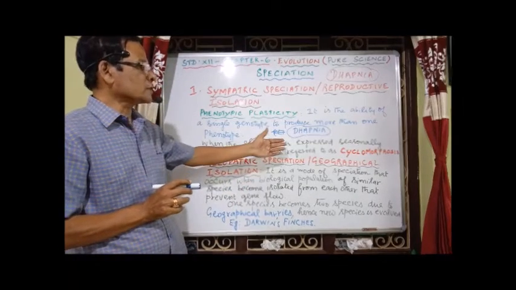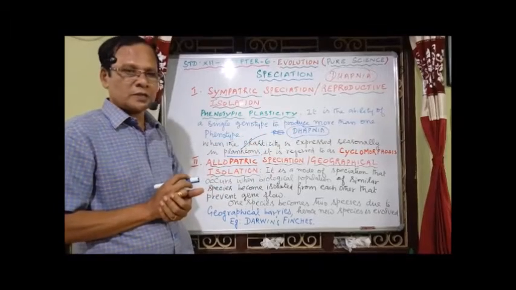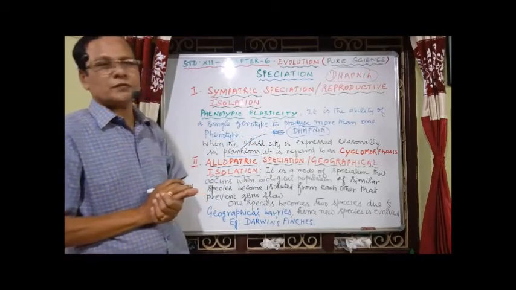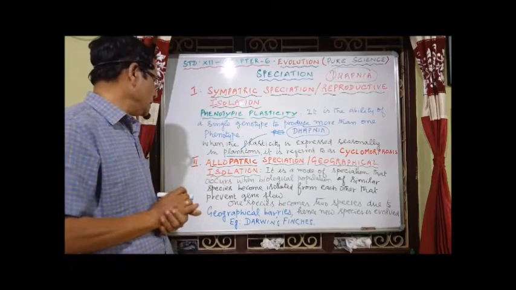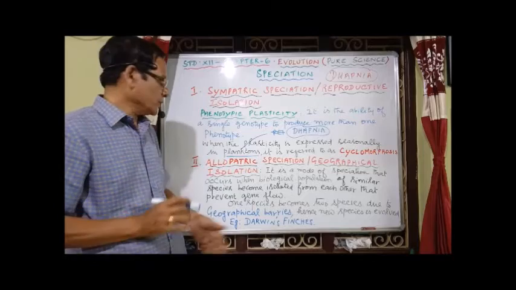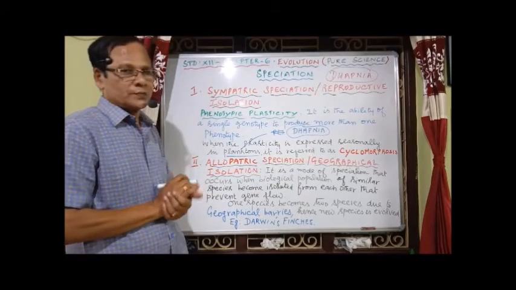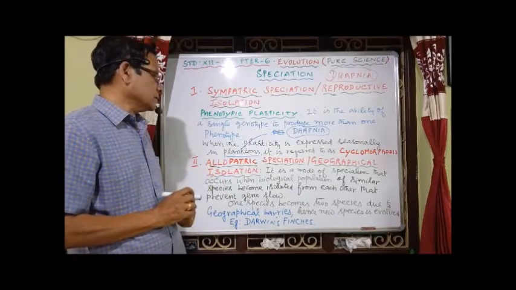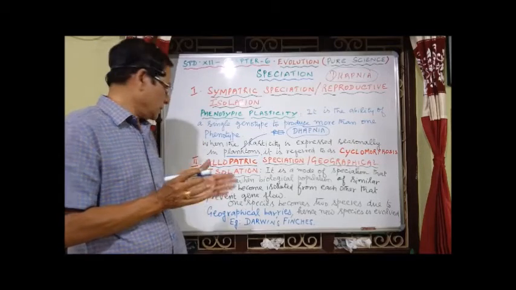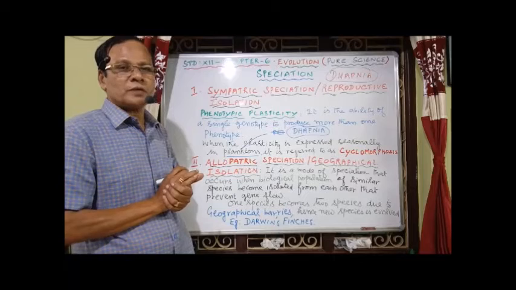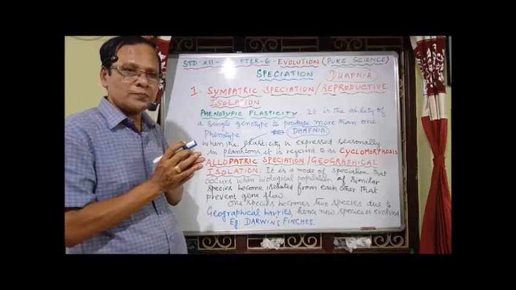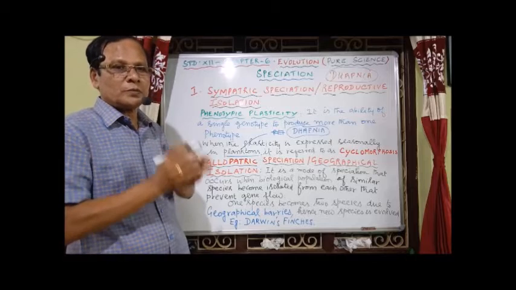So what is the definition as per the book? Cyclomorphosis, I mentioned the example is Daphnia: cyclic changes in the phenotype during different seasons. Now, what is allopatric speciation? I want to go through it as per the book. It is a mode of speciation that occurs when biological populations of similar species become isolated from each other.